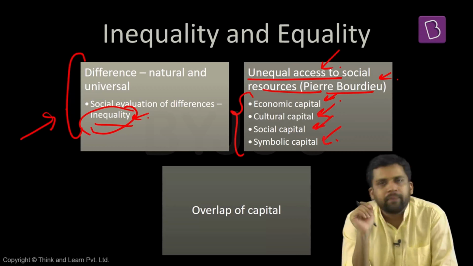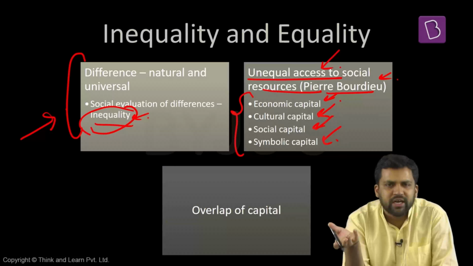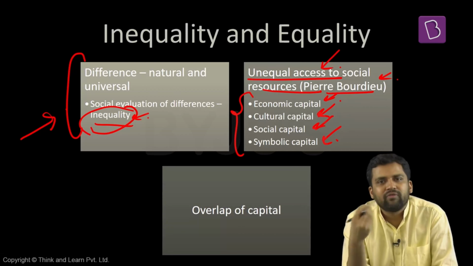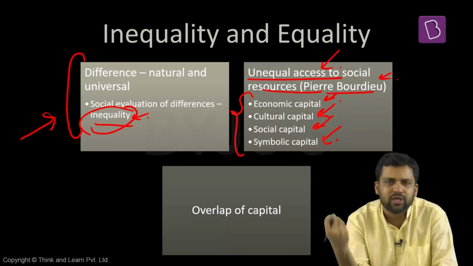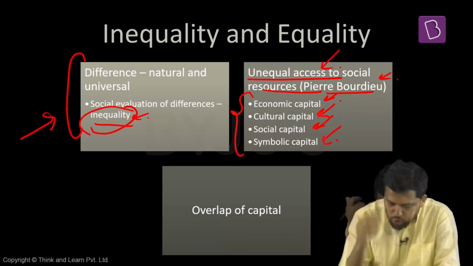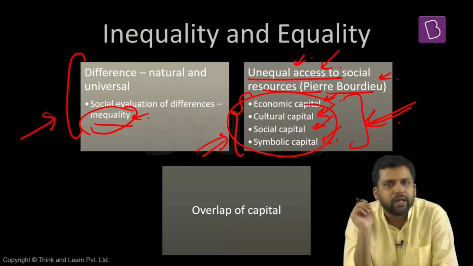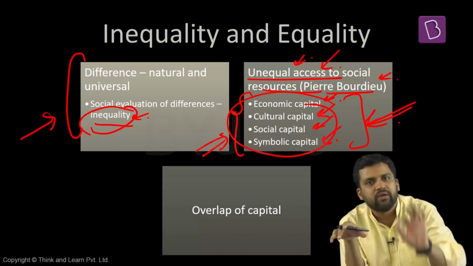What do we mean by economic capital? Economic capital refers to material assets. Cultural capital refers to individuals' educational status and qualification. Social capital refers to one's different kinds of networks, groups, associations you are part of. Symbolic capital refers to an individual's reputation, status, prestige. So inequality means that if there is unequal access to all these capitals, then it is inequality. So unequal access to social resources refers to inequality.